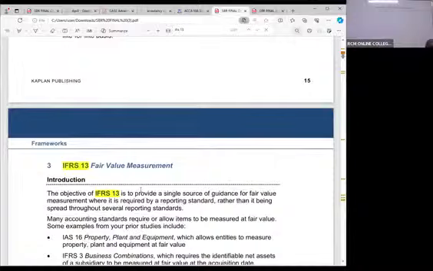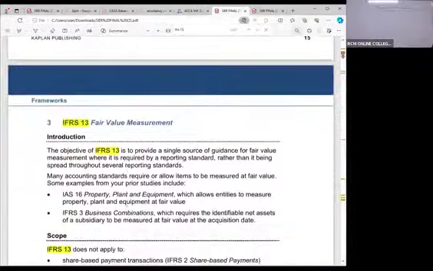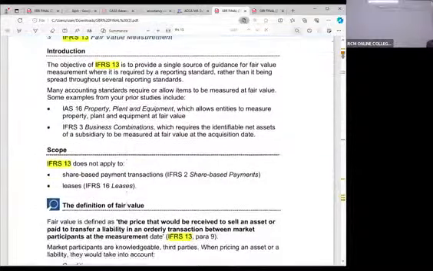So the objective of IFRS 13 is to provide a single source of guidance for fair value measurement where it is required by a reporting standard rather than it being spread throughout several reporting standards. Many accounting standards require or allow items to be measured at fair value. Some examples from your prior studies include, for example, IAS 16, where we have property, plant, and equipment. It allows entities to measure property, plant, and equipment at market value, at fair value.